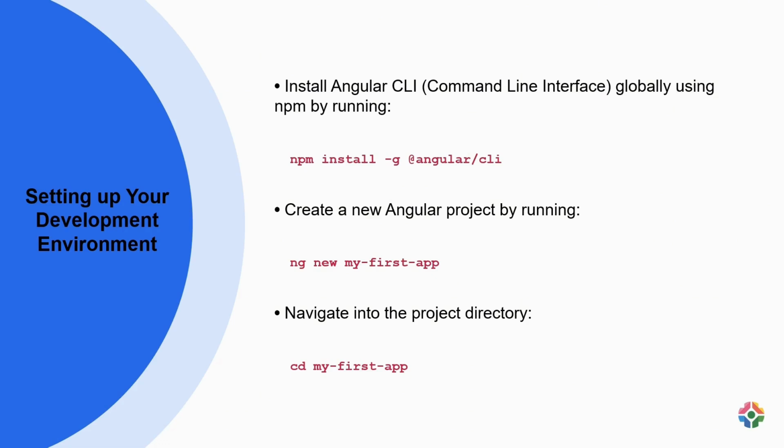Once Angular CLI is installed, you can create a new Angular project by executing the command ng new myFirstApp. This will set up a new Angular project named myFirstApp. To begin working within your project, navigate into the project directory by running cd myFirstApp. This command will move you into the myFirstApp directory where you can start developing your Angular application.